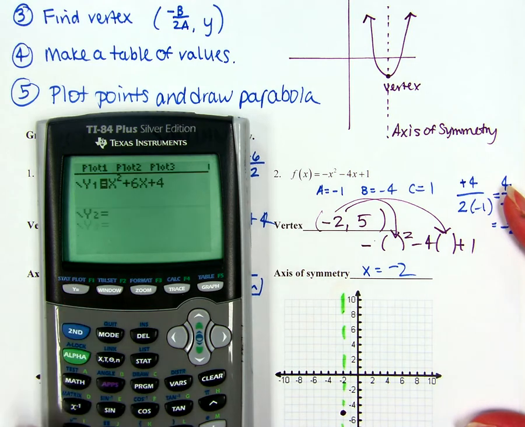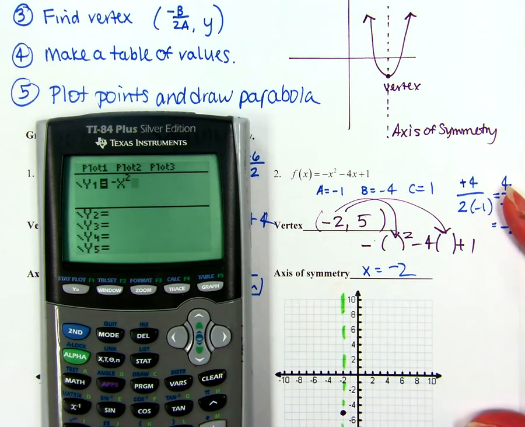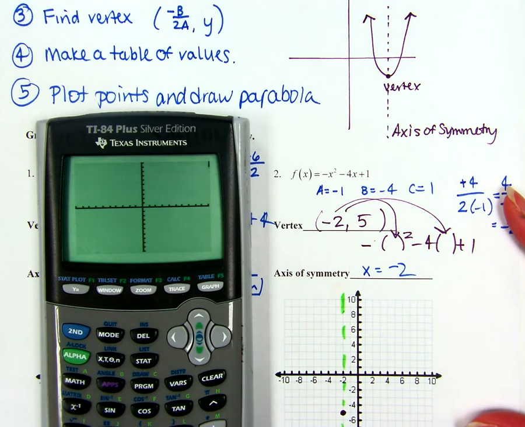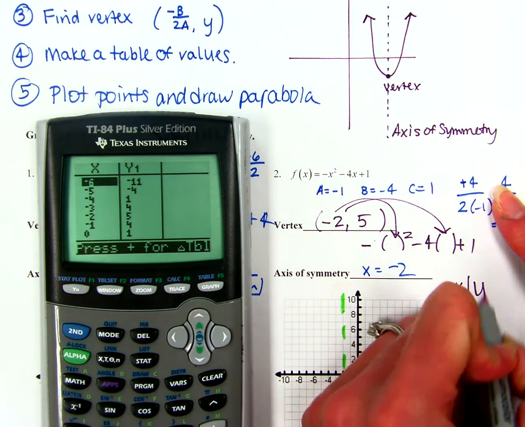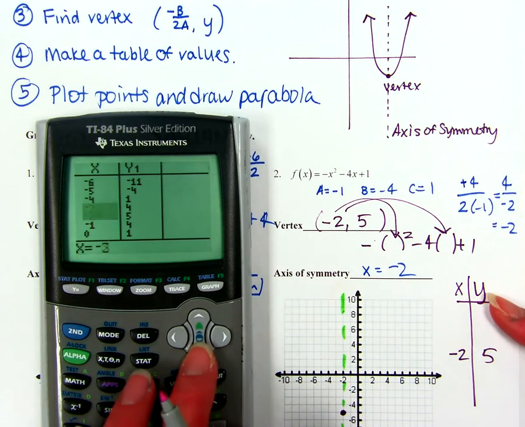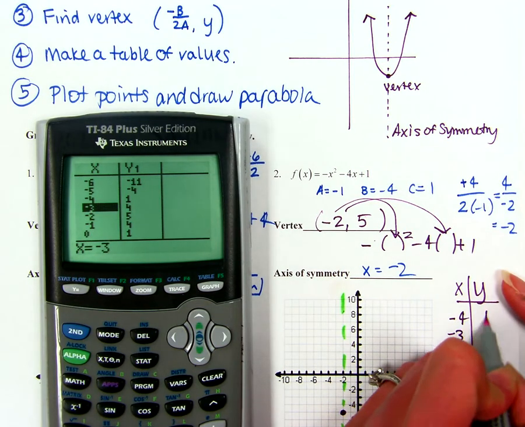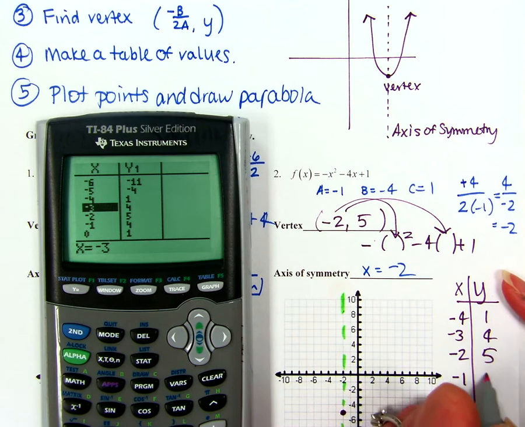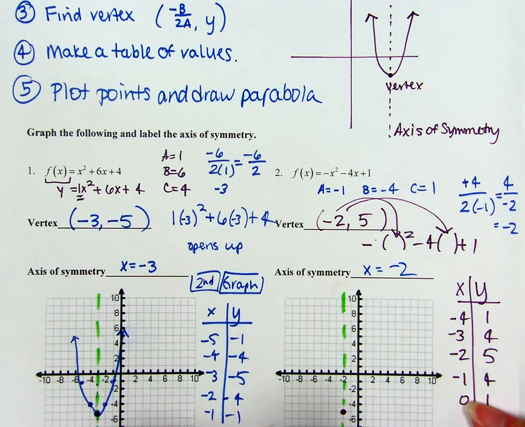Alright, and then I'm going to go to y equals and graph my equation, which was negative x squared minus 4x plus 1. I'm going to hit graph so I see what the picture looks like. And then I'm going to hit second graph to get a table of values. So now my vertex, negative 2, 5, needs to be in there, which it is, and then I need to pick a couple of points above and a couple of points below.